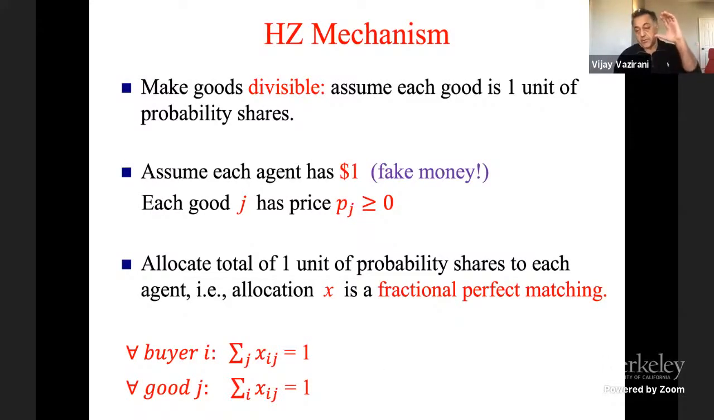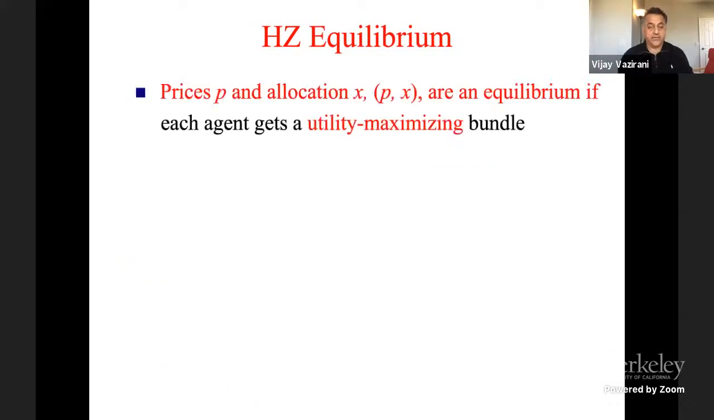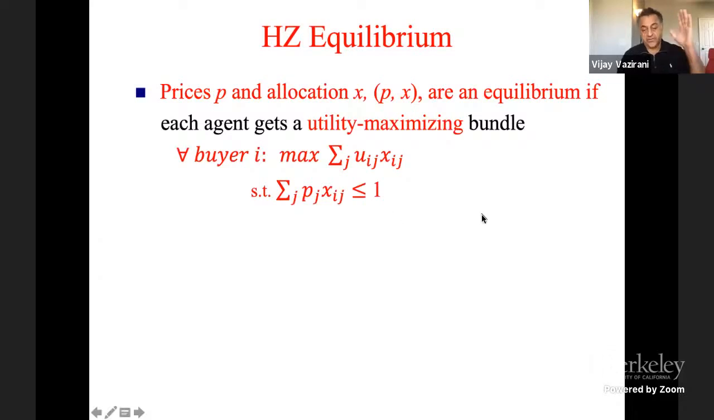So each good is 1 unit of probability share, each buyer gets 1 unit of probability share. So you need to find such a fractional perfect matching through this pricing mechanism. And so going further, we define the notion of an equilibrium. Given prices P, and an allocation, always think of an allocation as a fractional perfect matching. So prices and allocation are an equilibrium if every agent gets a utility maximizing bundle of goods. So every agent solves this linear program, subject to the fact, of course, that X is a fractional perfect matching.